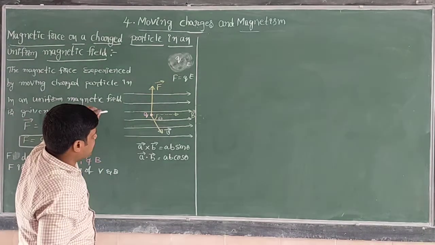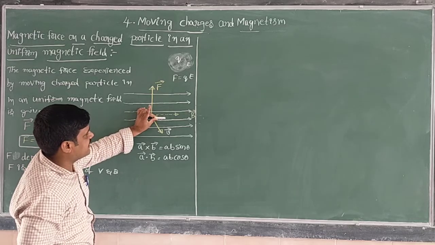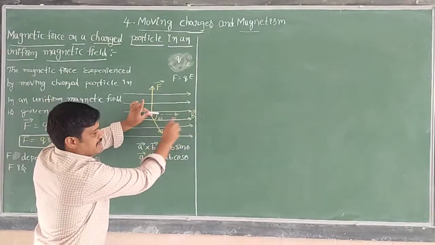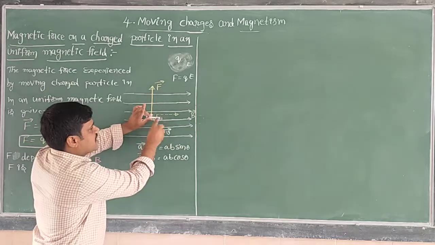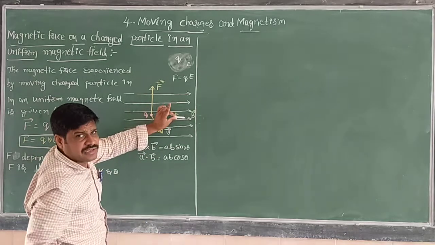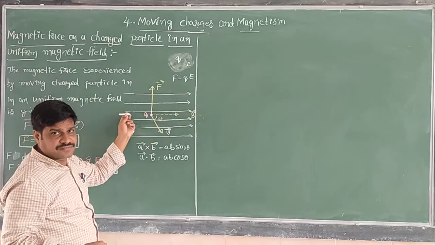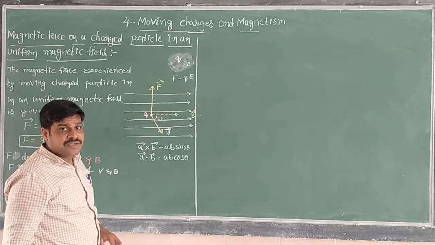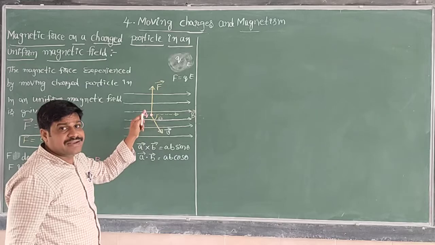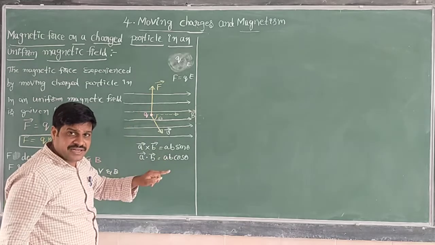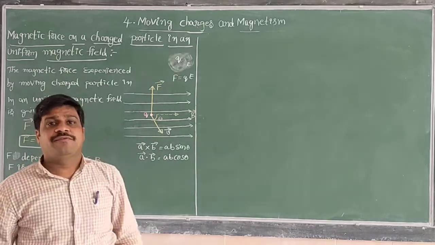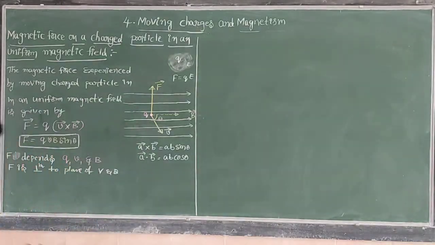Suppose the charged particle moves in the direction of the magnetic field. The magnetic field is in this direction and the charged particle is also moving in this direction. In that case, the force is 0. Opposite to the direction of the field, in that case also 0. Suppose the charged particle is at rest in the magnetic field. In that case also, the force is minimum.